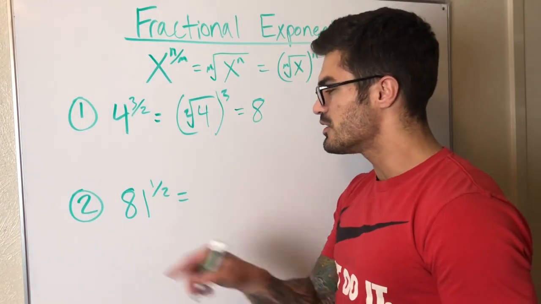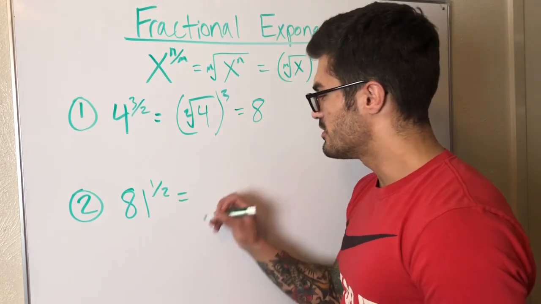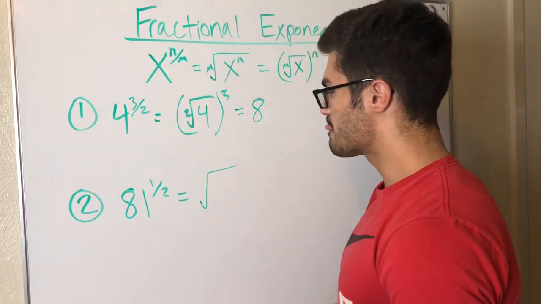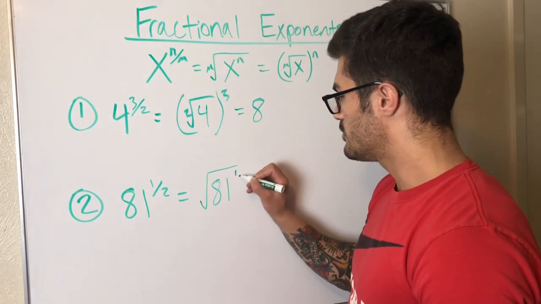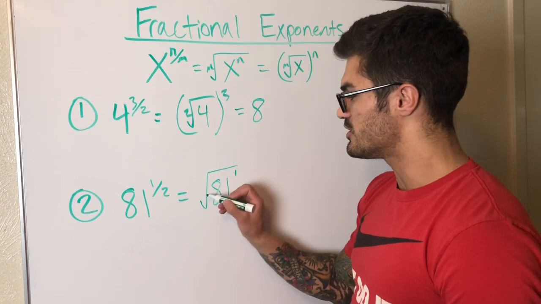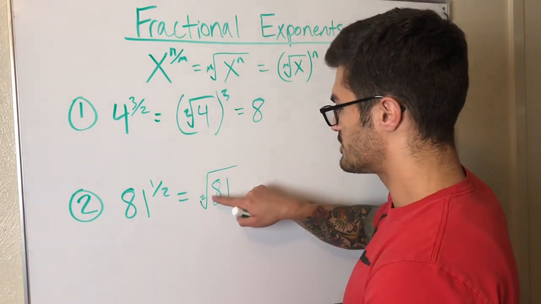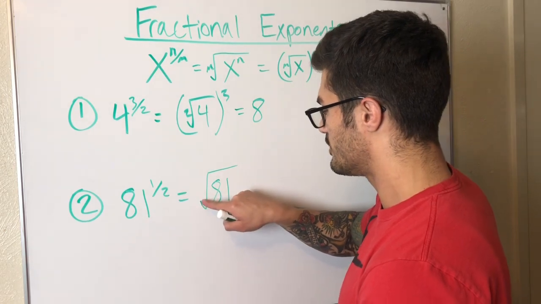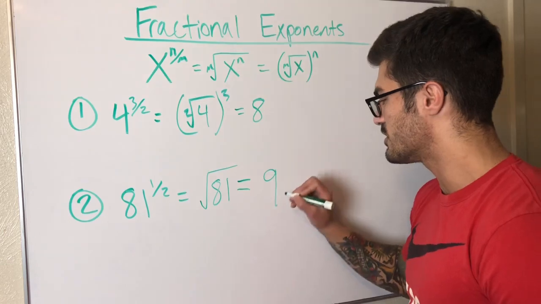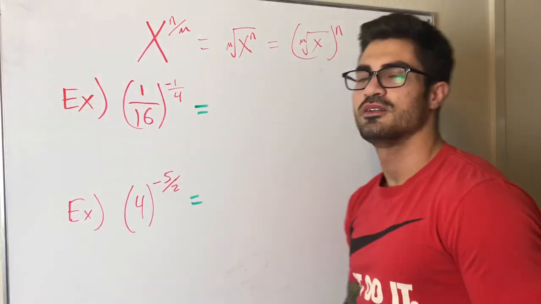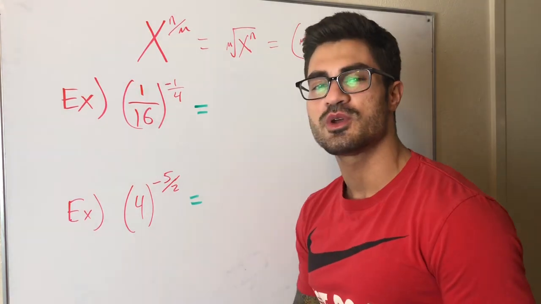So let's see, 81 to the 1/2 power. Well, we know that 1/2 is just square root, right? The 1 is what goes here in the power. The numerator always goes here. The denominator is always here. But in this case, both of these are invisible. Invisible 1 there, invisible 2 here. So we just have the square root of 81, and this is the principal root, so that's just going to give us a positive 9.